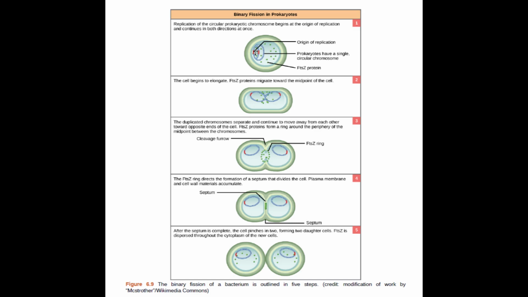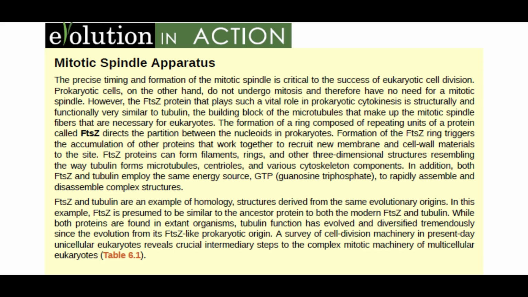Figure 6.9. The binary fission of a bacterium is outlined in 5 steps. Here's a look at change in action and evolutionary change. Mitotic spindle apparatus. The precise timing and formation of the mitotic spindle is critical to the success of eukaryotic cell division. Prokaryotic cells, on the other hand, do not undergo mitosis and therefore have no need for a mitotic spindle.